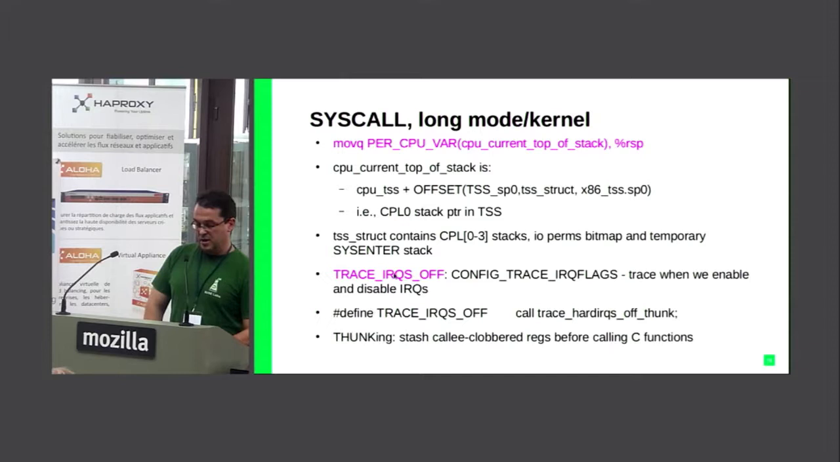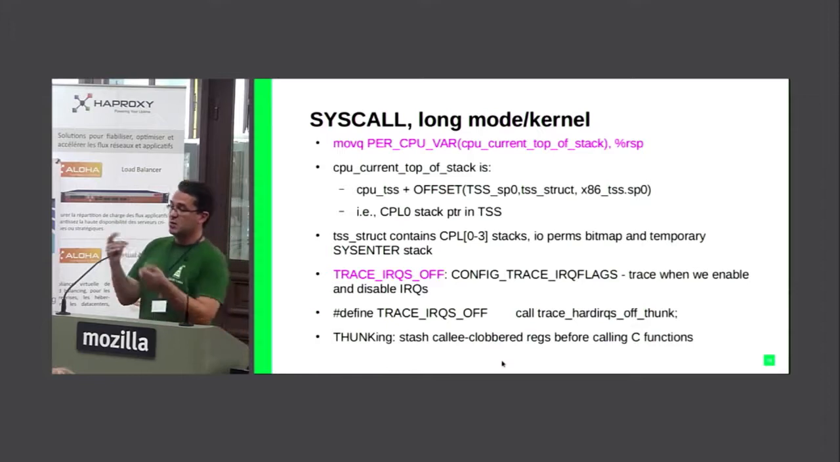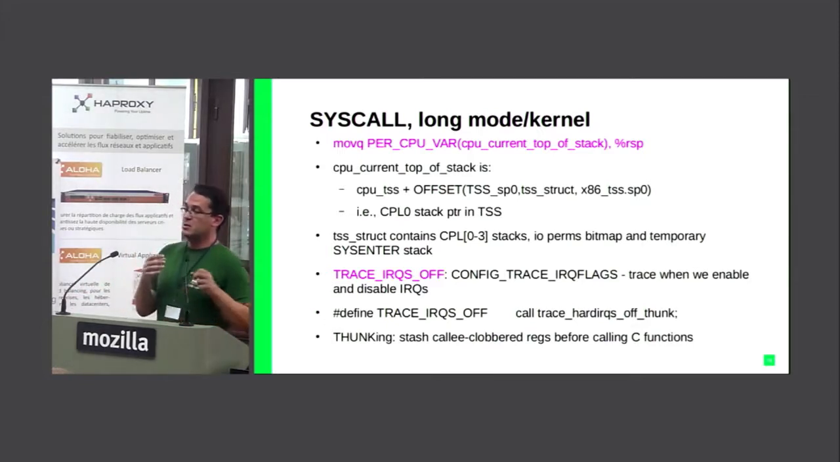And then we go and say trace IRQs off. So we trace when we enable or disable interrupts, and this is done by calling another assembly function, which is the so-called thunk. Basically, you stash the callee-clobbered registers, the registers which the function that's calling this function is going to maybe touch. We stash them away so that they don't get clobbered, and then we call the save function. And this is this mechanism of thunking.